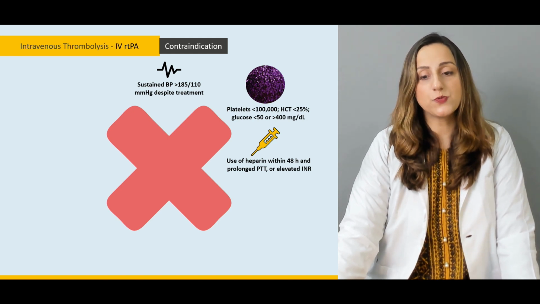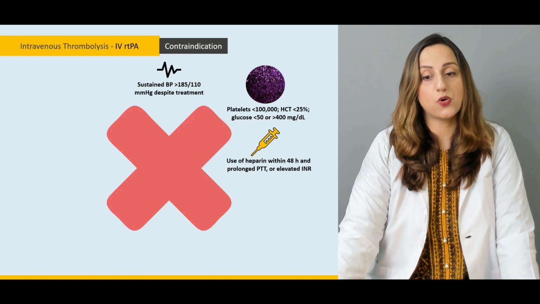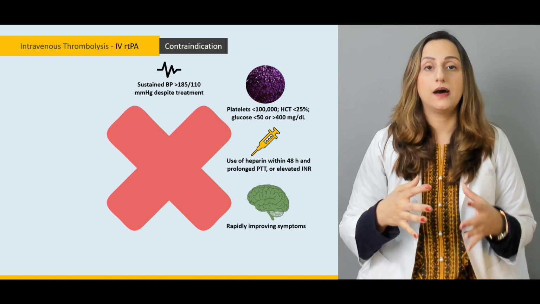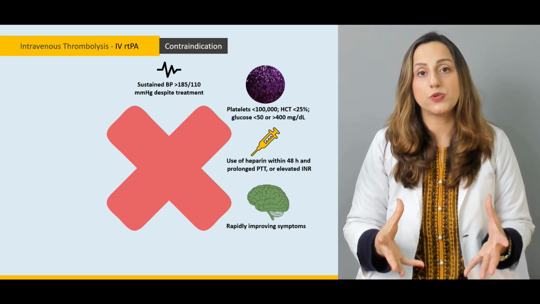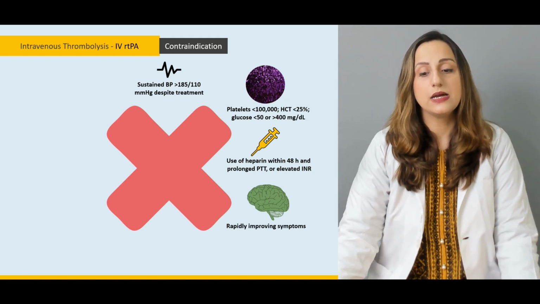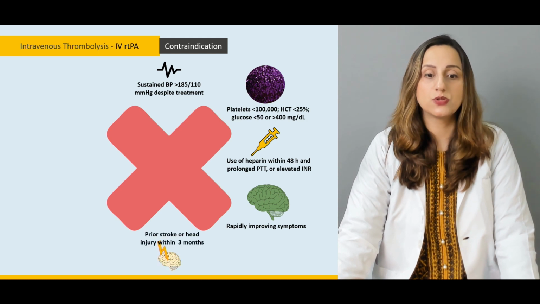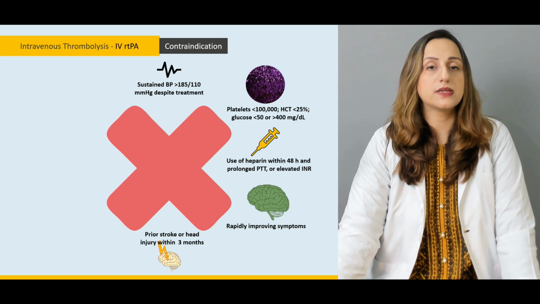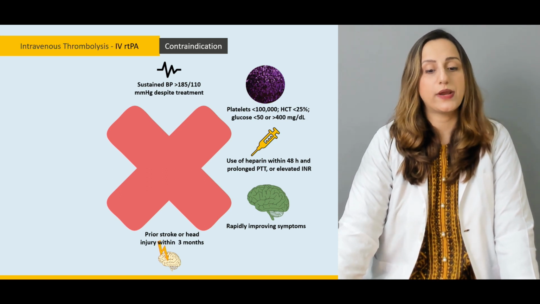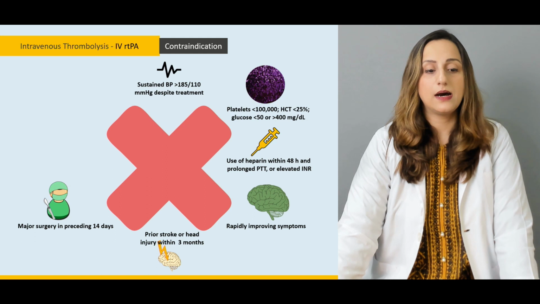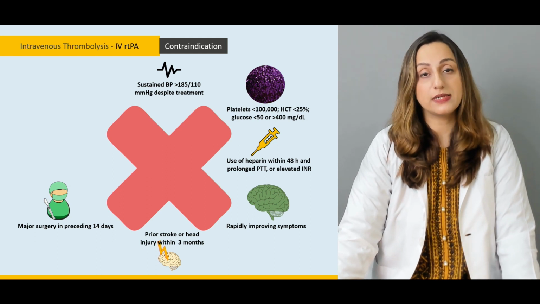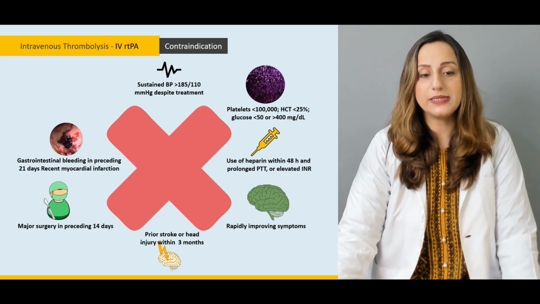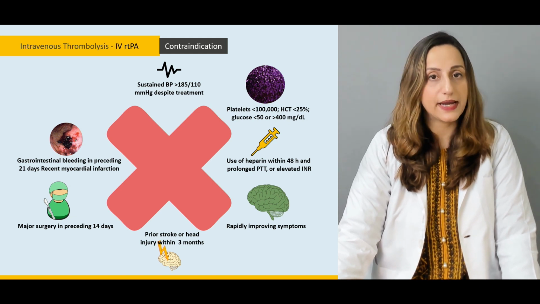The use of heparin within 48 hours and prolonged PTT or elevated INRs, because that is going to further complicate the situation by leading to hemorrhages, or rapidly improving symptoms. So it's no use to give this tissue plasminogen activator, or either there is a history of prior stroke or head injury within 3 months, a major surgery preceding 14 days, which is again one of the risk factors over here, gastrointestinal bleeding in the preceding 21 days, recent myocardial infarction.